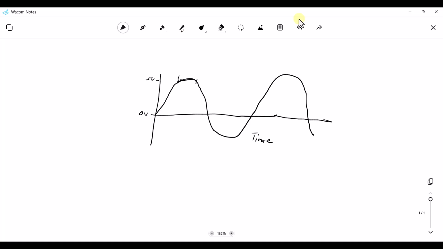Now, to sample an analog signal means to take samples at regular intervals of the analog signal. So in digital systems, when they are converting analog signals to digital signals, they use regular intervals to take what we call samples of the analog signal.